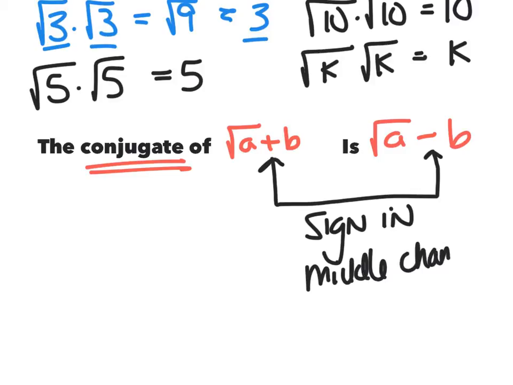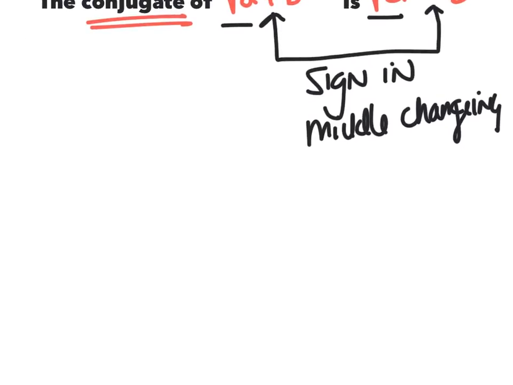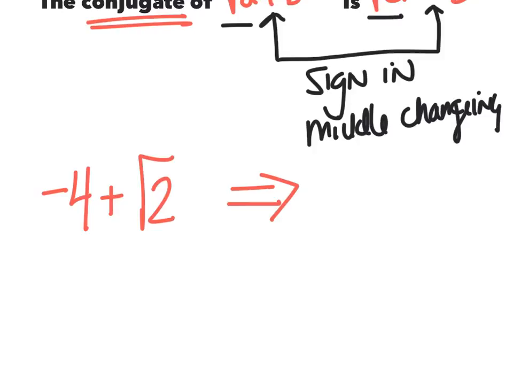Okay, we're not messing with the first term. We're leaving the first term, so radical a and radical a stay the same. It's just the sign in the middle that changes. So let's just practice a few conjugates. If I said negative 4 plus radical 2, the conjugate would be negative 4 minus radical 2. You leave the first term, you're only changing the sign of the second term.